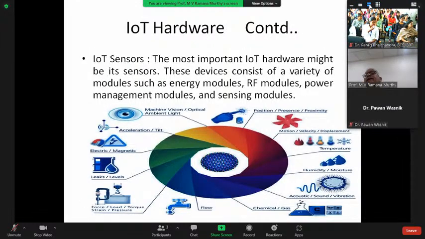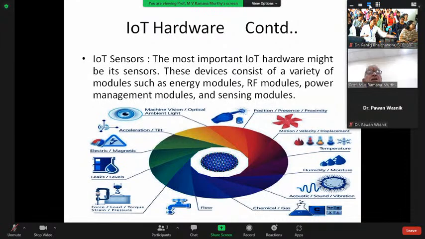Now, basically IoT works on RFID. I will tell that also in a few minutes. Hardware includes the most important IoT hardware, which might be its sensors. These devices consist of a variety of modules such as energy modules, radio frequency modules, power management modules, and sensing modules. This is very important.